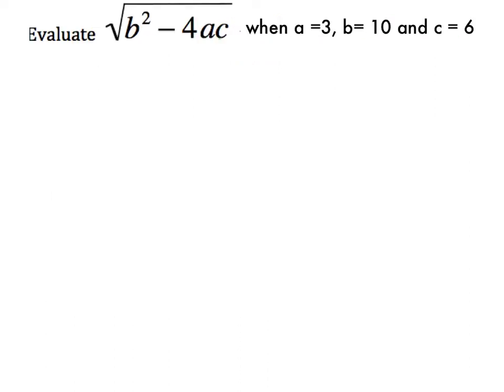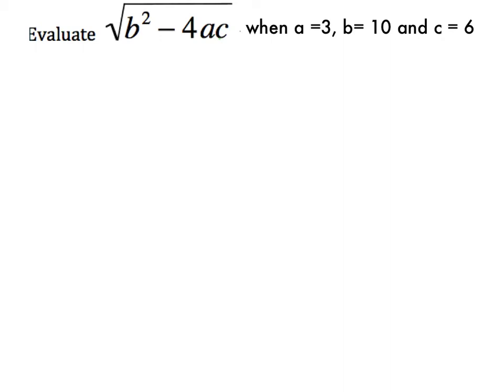Okay, here is our first example that I'd like you to write down in your notebook. We're going to be evaluating the square root of b squared minus 4ac when a is 3, b is 10, and c is 6. So if you could jot that down in your notebook and show your work and solve it with me, you'll have something to refer back to when you're working on your homework tonight.